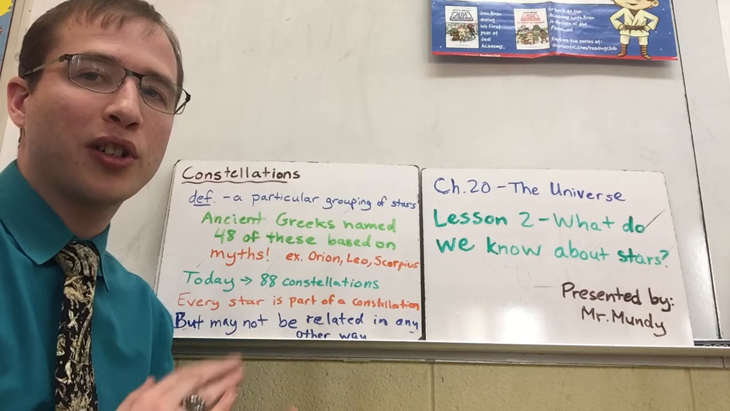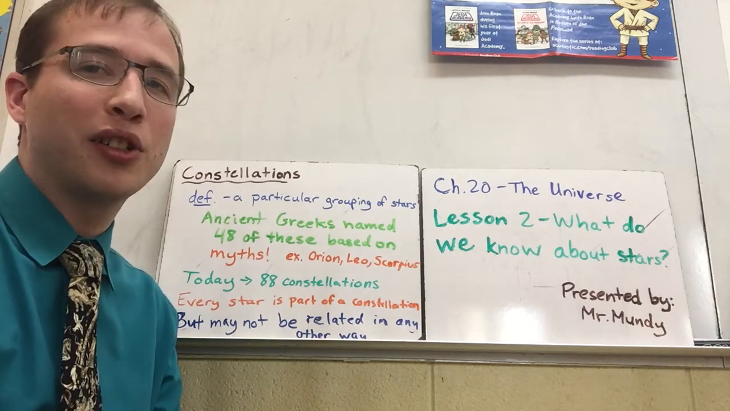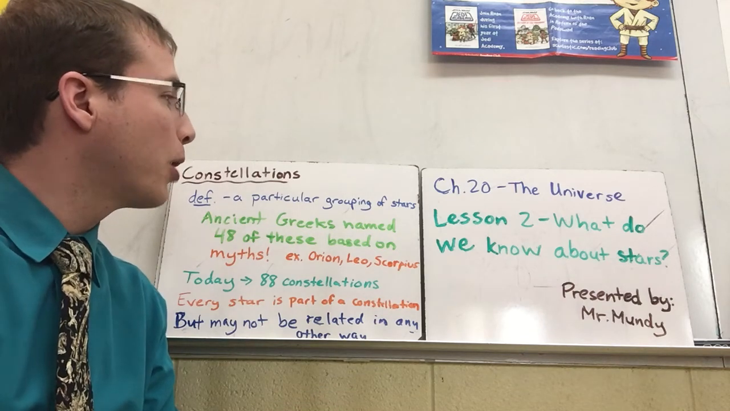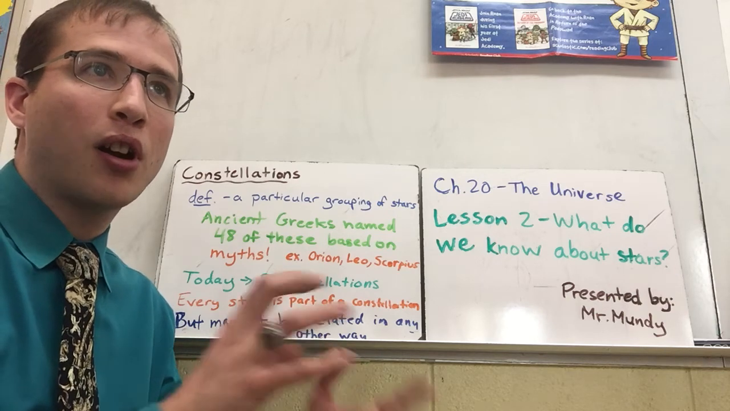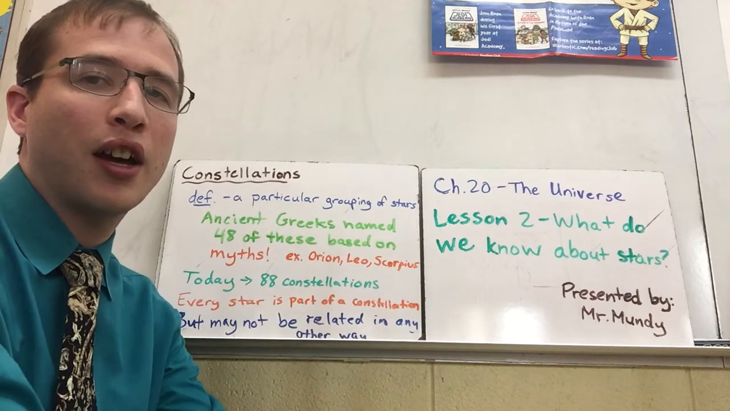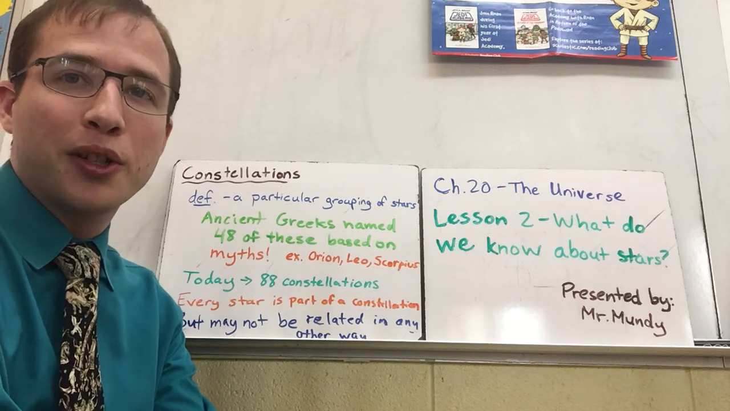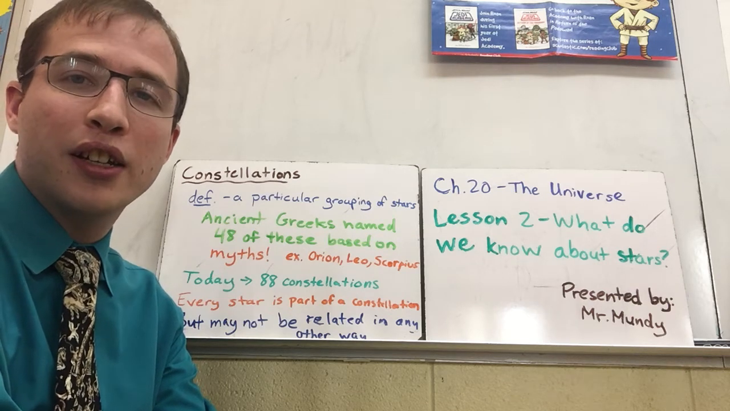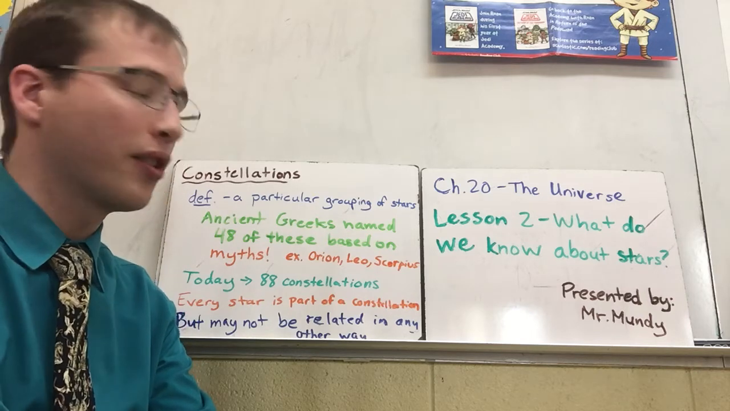Now that we know the star life cycle and what a star is, we're going to see what a constellation is. A constellation, by definition, is a particular grouping of stars. So a number of stars that are close together in the night sky is called a constellation. Now, the ancient Greeks, whom we're very familiar with, actually created and named 48 of these constellations.